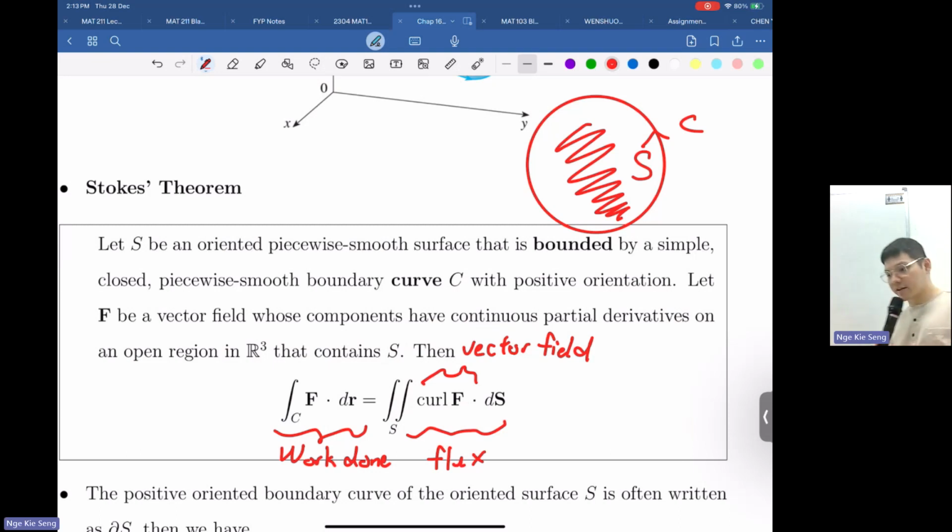What is curl F? Do you still remember the definition of curl F? It is defined by the gradient operator cross with your vector field.